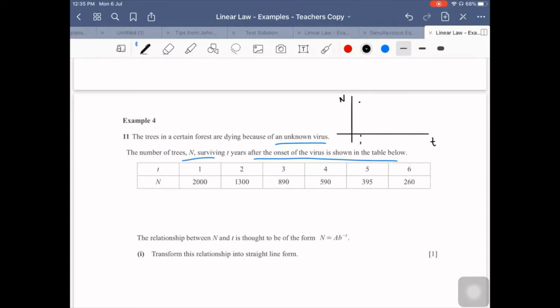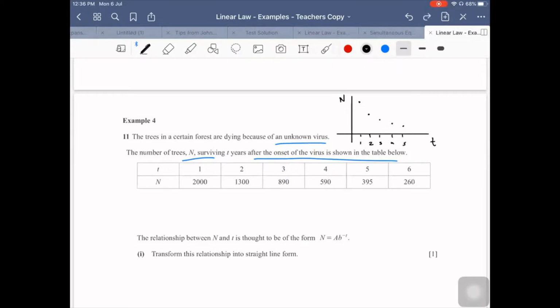1 पे मैं 2000 प्लॉट कर देता, 2 पे जो है वो मैं I would have gone on and plotted 1300, 3 पे I would have plotted 890, 4 पे I would have plotted 600. So yeah, you see the shape of the graph that is emerging? It's going to turn like that.